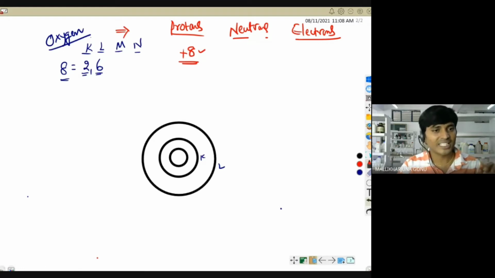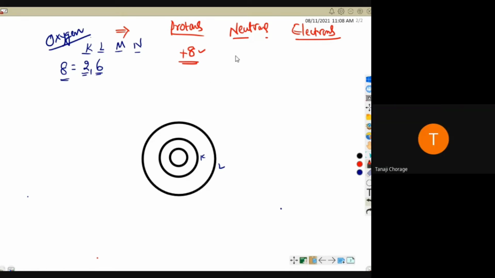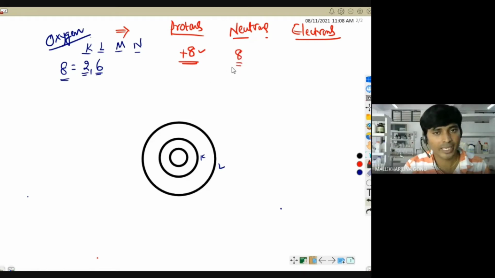For example, oxygen has an even atomic number, 8. So how many neutrons will it have, Vaishali? Sir, 8. If it is an odd number, then one extra will be there. For example, sodium: protons will be 11, but neutrons will be 12. So oxygen has 8 protons and 8 neutrons. It doesn't have any charge.